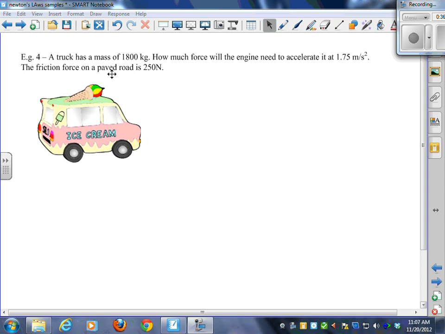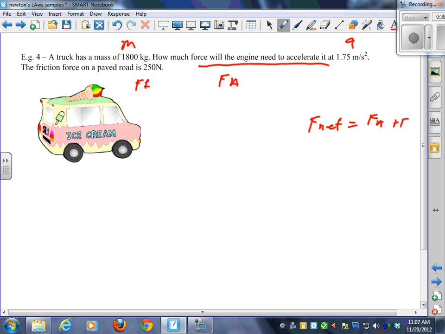What am I asking you to solve for? What value? What variable? How much force will the engine need to accelerate? I'm asking you to solve for the applied force. What do we know? We know the mass. We know the acceleration. We know the friction force. How do I get to the applied force? The only one that has applied force in it is going to be F net is equal to FA plus FF, right? But I don't have the net force yet. Can I get the net force given the mass and the acceleration? Absolutely.